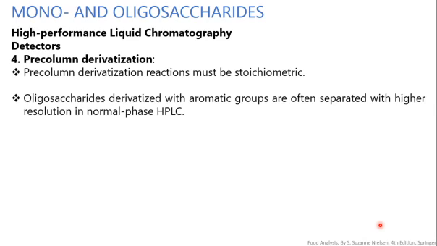So the oligosaccharides derivatized with aromatic groups are often separated with higher resolution in normal phase HPLC. So whenever we consider oligosaccharides with some aromatic groups, such as naphthalene, benzene, whenever we react or derivatize with that, we get a proper resolution when considering the normal phase of liquid chromatography.